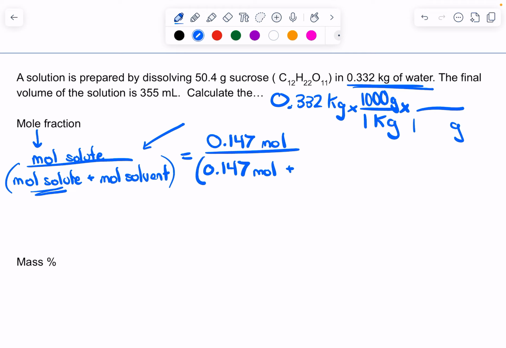Then if you add up the molar mass of water, it's 18.016 per mole. So that's going to give us the moles of the water, which is the solvent in this case. 332 times 1,000 divided by 18.016. So this comes out to be, oh, that's very close to a mole. It comes out to be 18.43, I'll do 4 sig figs, moles of water.